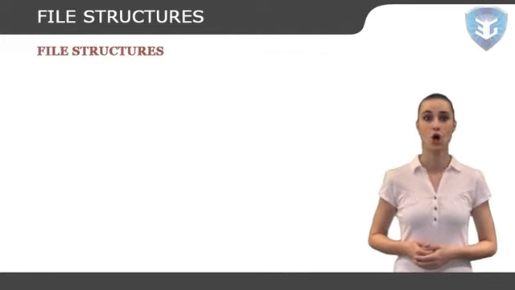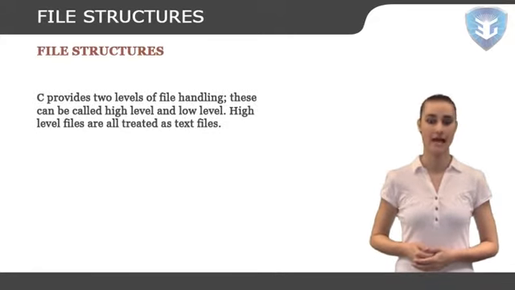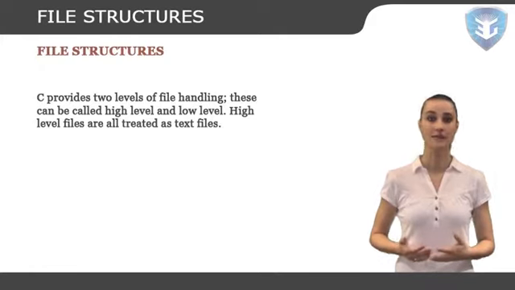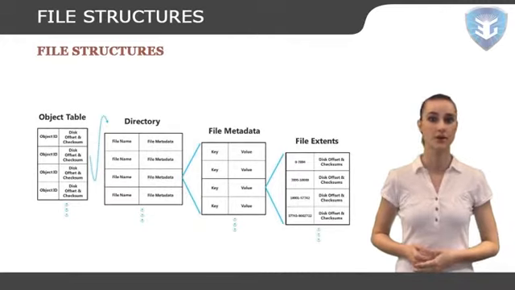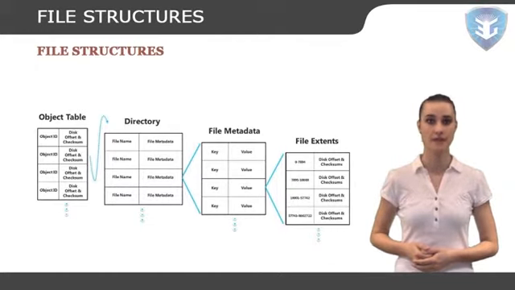Let's discuss the concept of file structures. C provides two levels of file handling. These can be called high-level and low-level. High-level files are all treated as text files. In fact, the data which go into the files are exactly what would be seen on the screen, character by character, except that they are stored in a file instead.